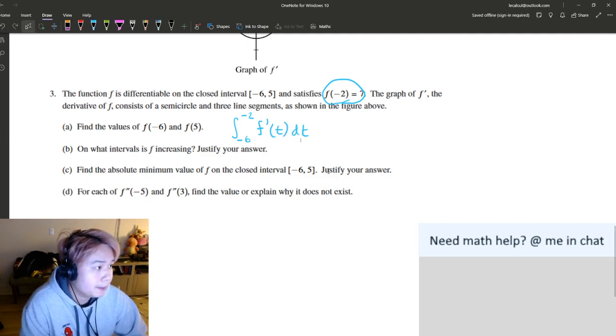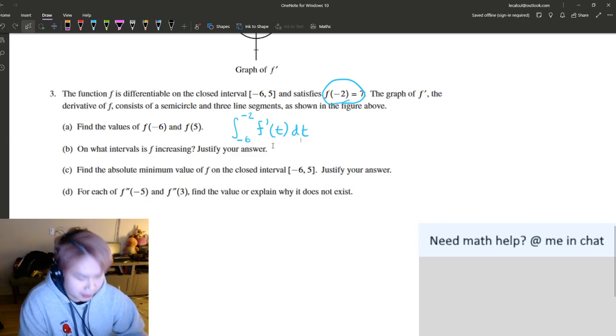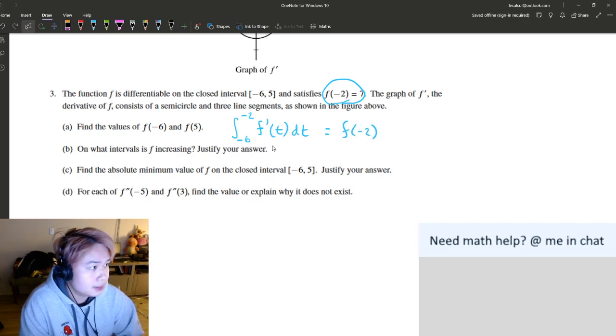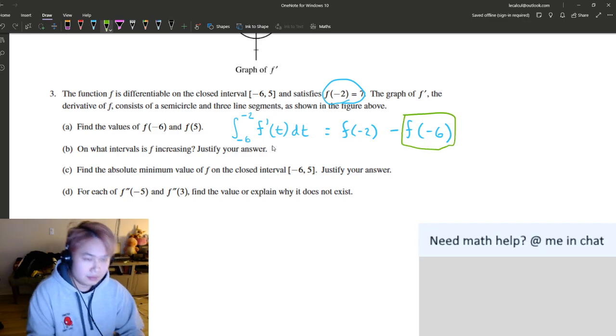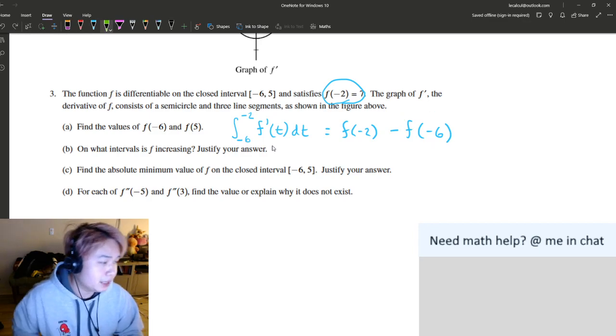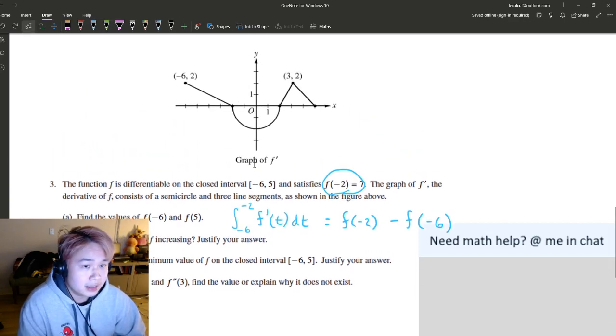Okay. So according to the fundamental theorem of calculus, this is just a function at 2 minus a function at 6. And this is nice because we're trying to find out what this is. So that's what it equals by the fundamental theorem of calculus.